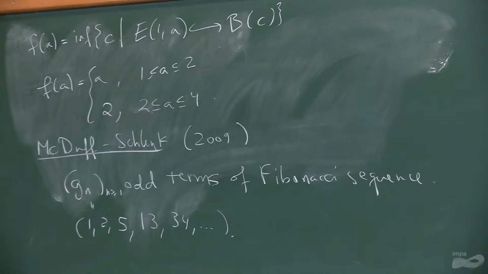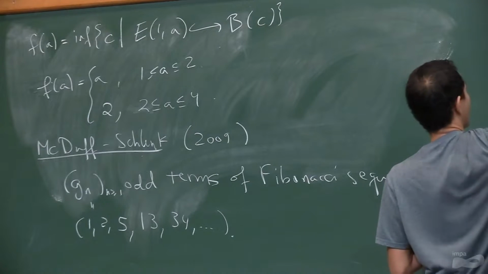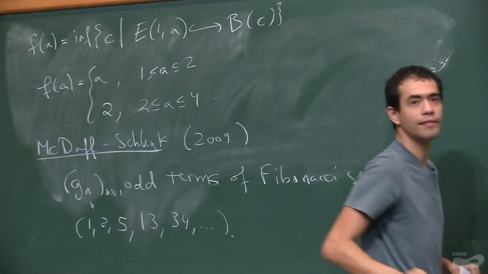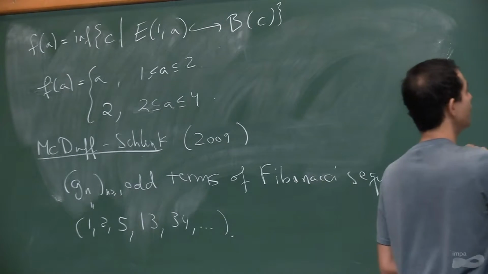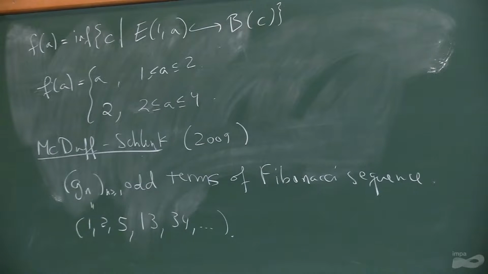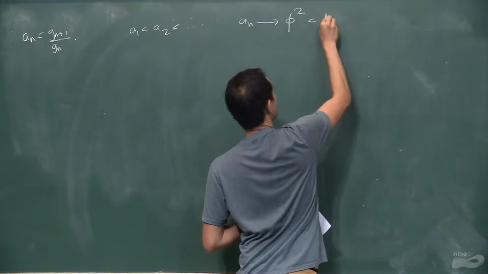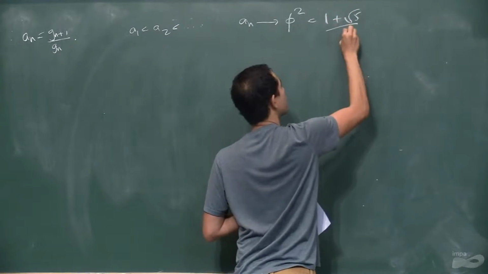So now you write the quotient of two consecutive numbers in the sequence. You write a_n to be g_{n+1} over g_n. So you have this sequence a_n. It's not hard to see that this is an increasing sequence, and it converges to the square of the golden ratio. So phi squared is ((1 plus square root of 5) over 2) squared.